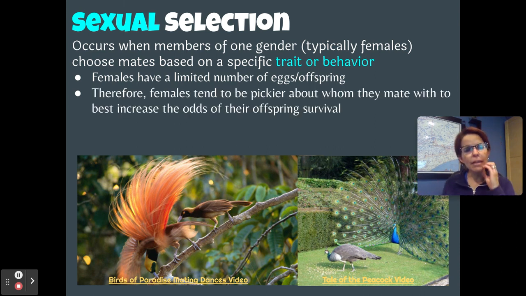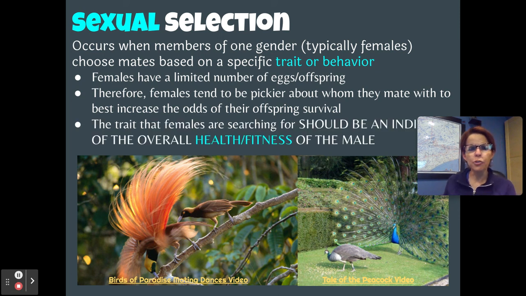So, therefore, females tend to be pickier about whom they mate with to best increase the odds of their offspring's survival. What that means is the females want the best, healthiest male to mate with so that they have the best, healthiest offspring. But the males, they often don't care who they mate with. They just want to have as many babies as possible. So they're willing to mate with any female, whereas the females are like, yeah, I'm not mating with him. I'm not mating with him. I'm only going to mate with him. The trait that females are searching for should be an indicator of the overall health or fitness of the male.